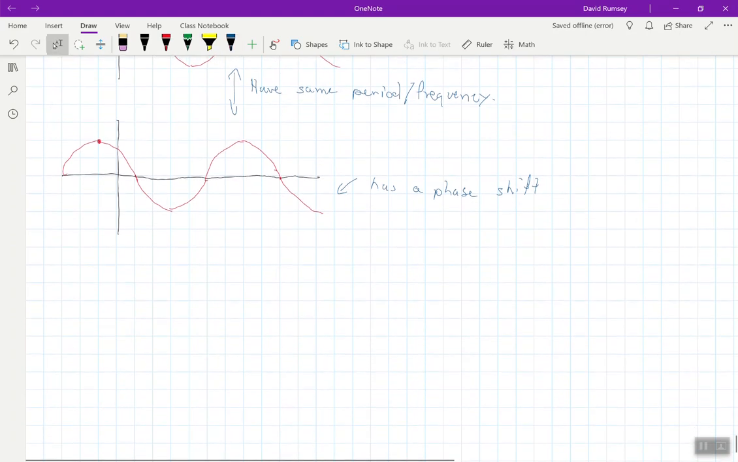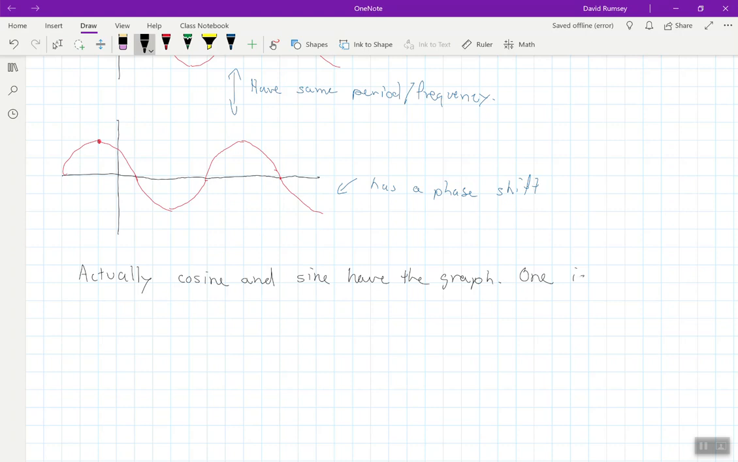Now what's important is we can actually say that cosine and sine have the same graph. One is just phase shifted. In fact, I'm going to star this equation, putting 4 stars here. This is a very important identity. You want to put it in maybe your formulas, your list of equations.